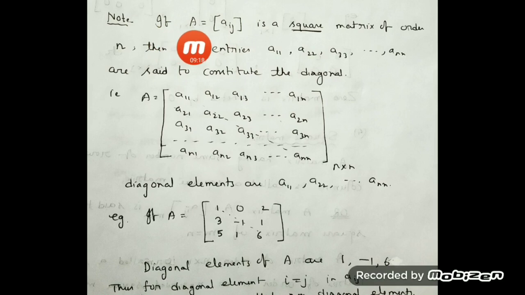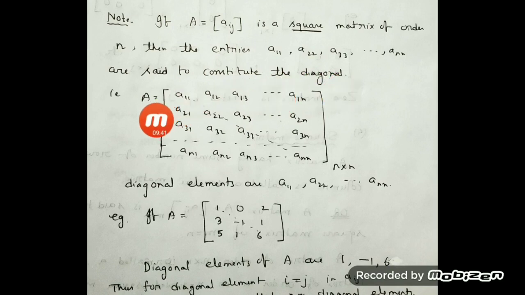If A = [aij] is a square matrix of order n, or you may write A = [aij] n by n also. So A is a square matrix, that's why I underline this word square, of order n. Then the entries a11, a22, a33 up to ann are said to constitute the diagonal.